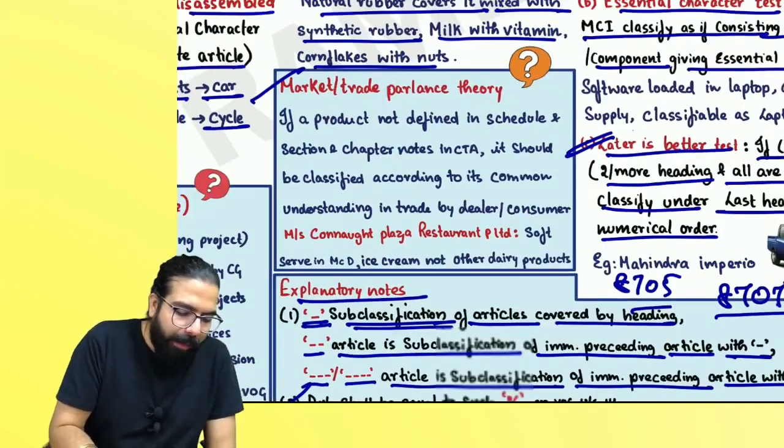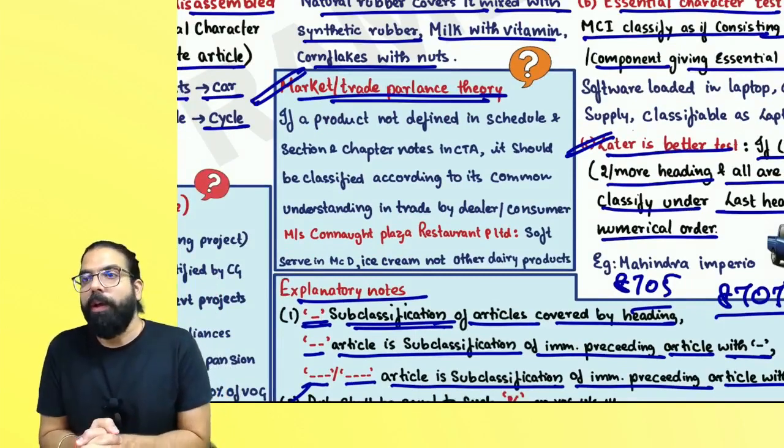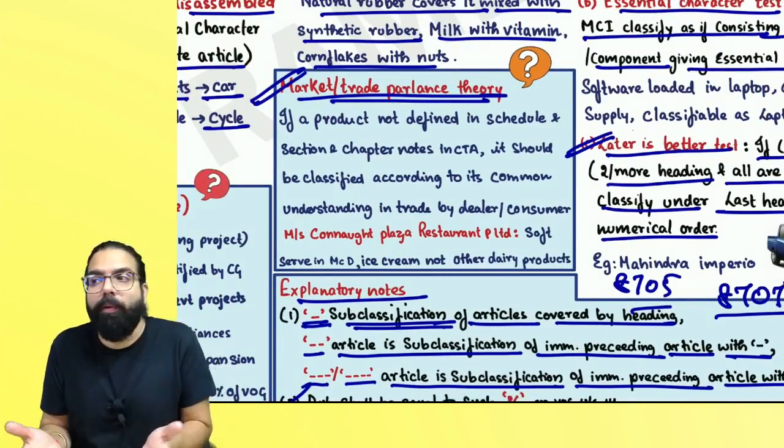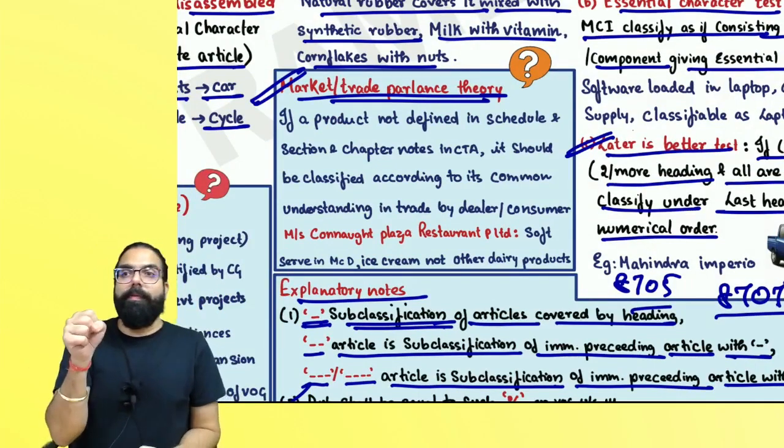The next one is market or trade parallel theory. For example, soft serve, which is given in McDonald's, is what, everyone? It is ice cream. Sir, Dabur Dant Manjan Lal. What is it, everyone?